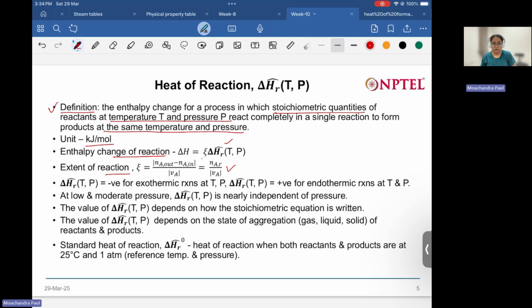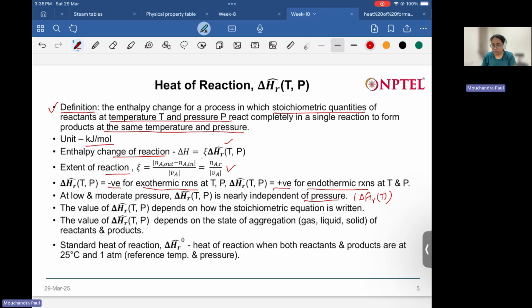Heat of reaction, delta HR hat, is negative for exothermic reactions, and it is positive for endothermic reactions. At low and moderate pressure, the heat of the reaction is nearly independent of the pressure. So then we can write the heat of the reaction only as a function of temperature.